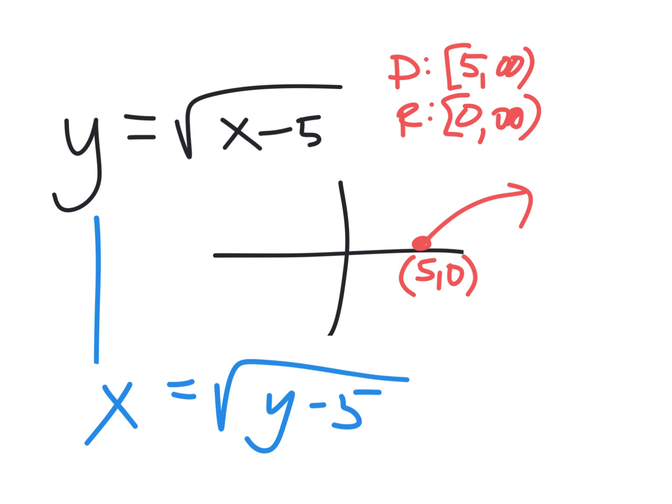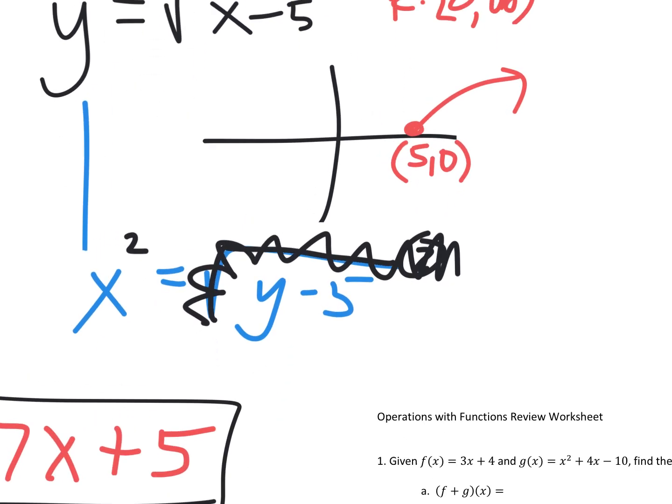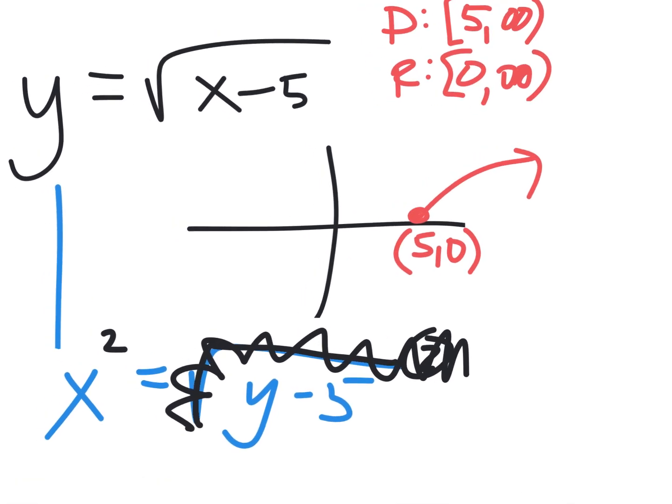Effie, you're trying to get x alone. So wait, trying to get y alone. So what are we going to do? Square it. I agree, we're going to square it on both sides. And squared and square root cancel each other. These cancel each other out because they're inverses. And now our new equation is y minus 5 equals x squared.